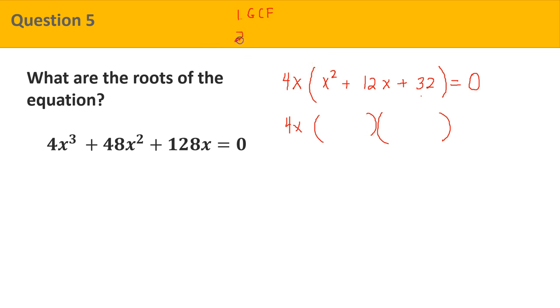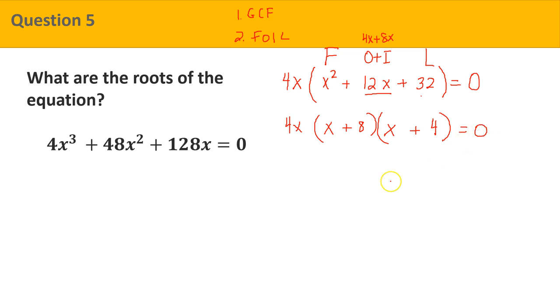And the second process is FOIL. I'm going to look at the first term, x squared, and I know that x times x gives me x squared. And I'm going to look at the last term, what times what gives me 32. I think 8 times 4 gives me 32. Always check my outer terms plus my inner terms. My outer terms gives me 4x plus the inner term is 8x. That gives me 12x in the interior, so that is correct.